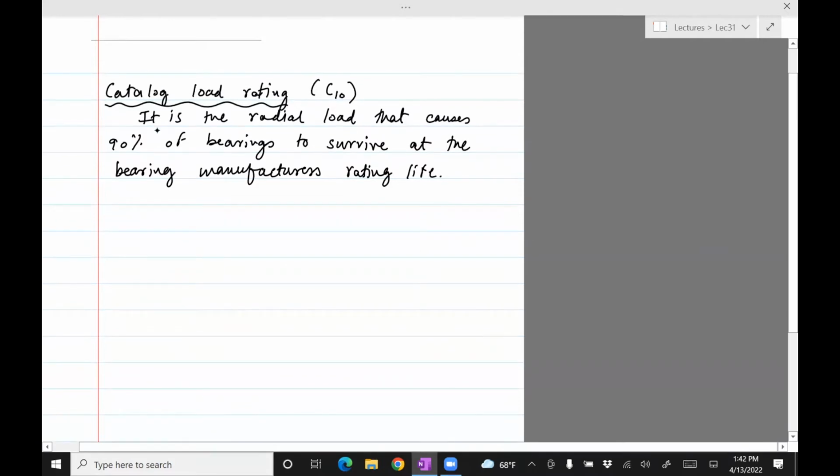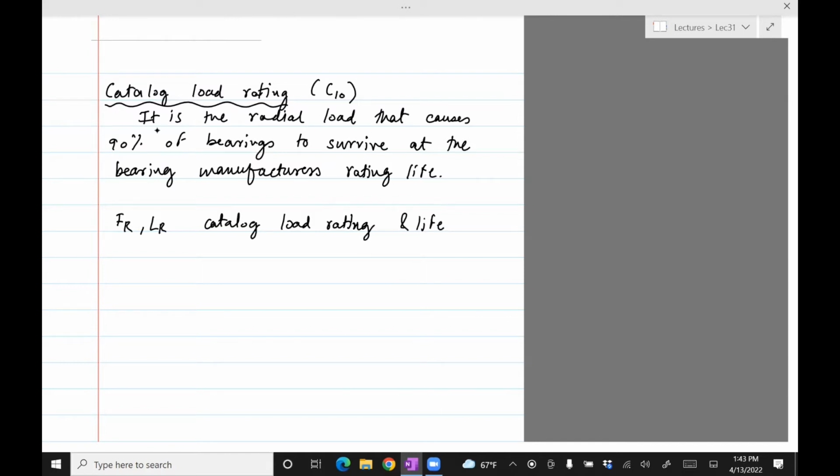Okay, so what does this mean? Well, let's say FR and LR are the catalog load rating and life. That's something which, if you open a catalog for a roller bearing or ball bearing, you will see that they'll be given an FR, LR. FR is also sometimes called C10, as I said here.